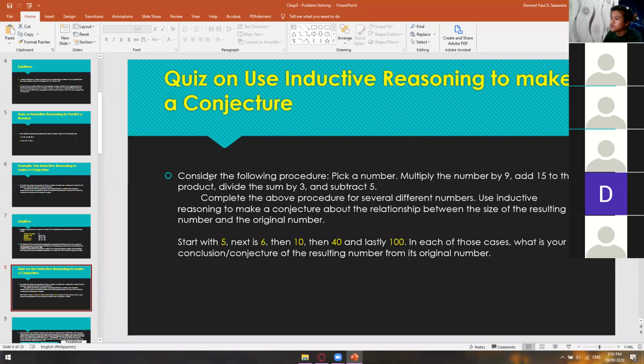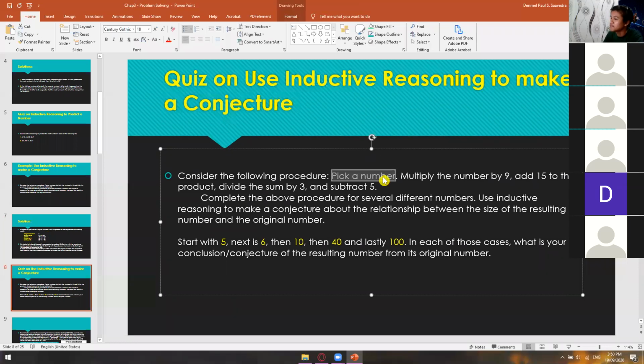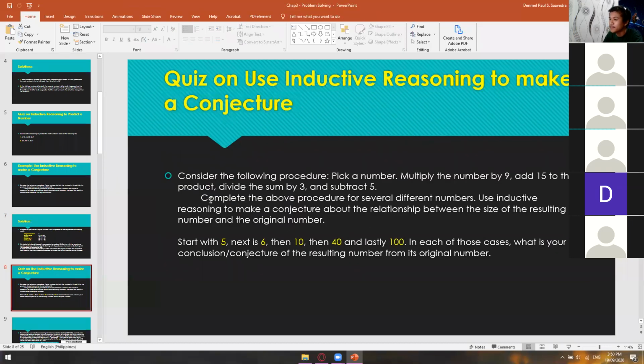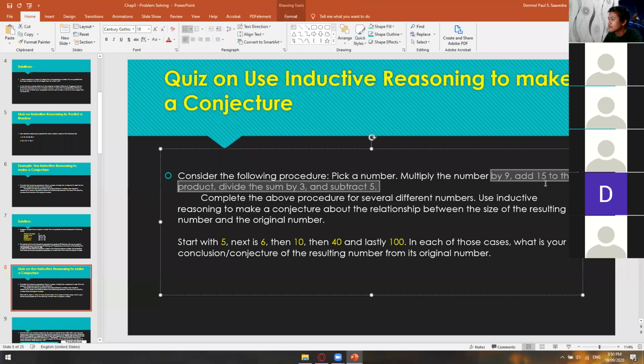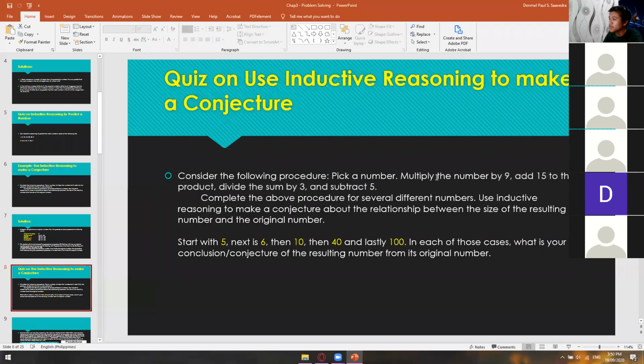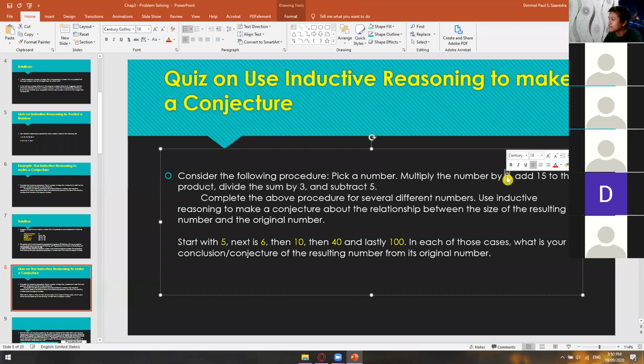Okay, so consider the following procedure. Pick a number. So instead of picking a number, I've already indicated here that start with 5, 6, 10, 40, and then 100. Okay, so ginaya ko lang to, but with a different formula or pattern. Instead of adding, multiplying by 8, so in here multiply it by 9, and then add 15, and then sum by 3, and then subtract 5.